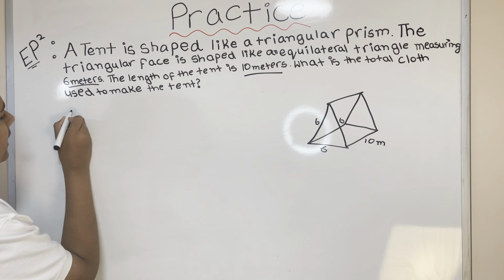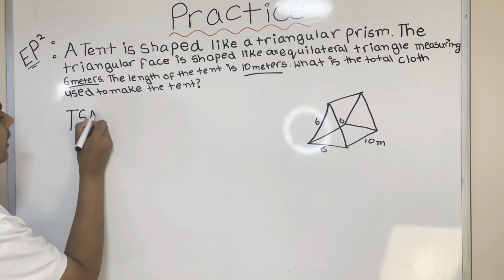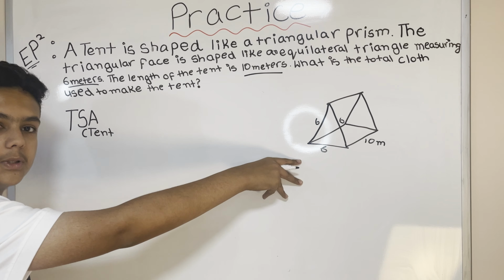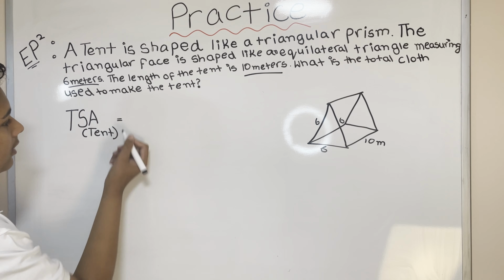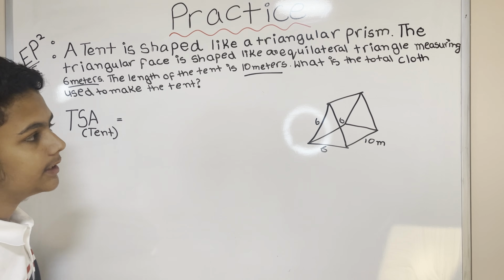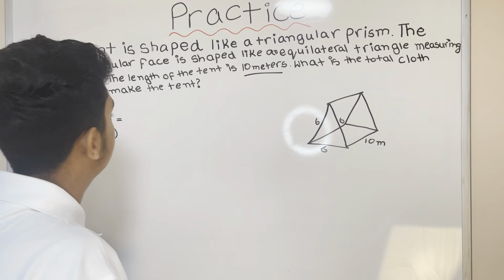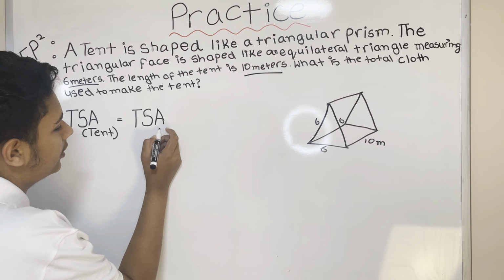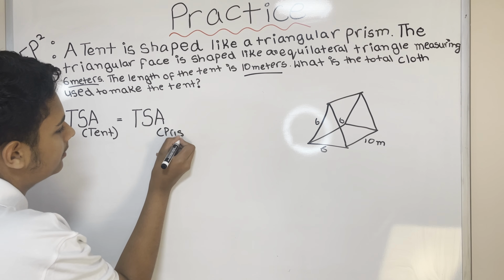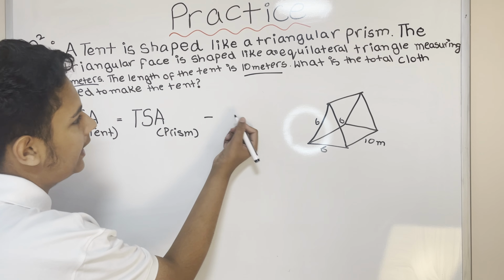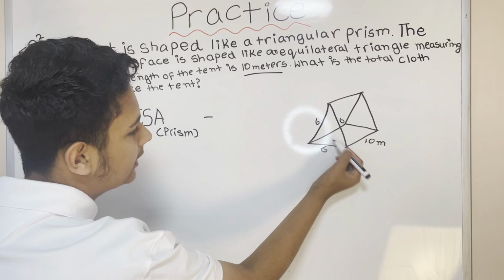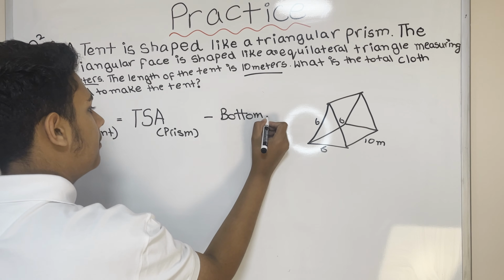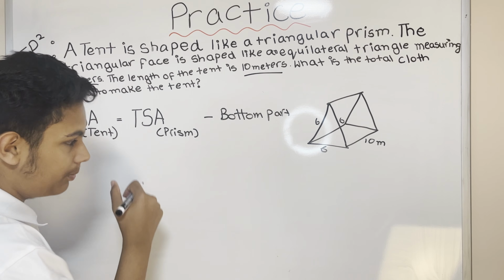So we have to find the total surface area of the tent, not the triangular prism but the tent, because the cloth is never placed on the bottom. So in that approach, we can take the total surface area of the prism, and then we can subtract the bottom part.